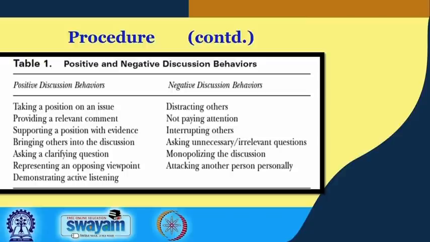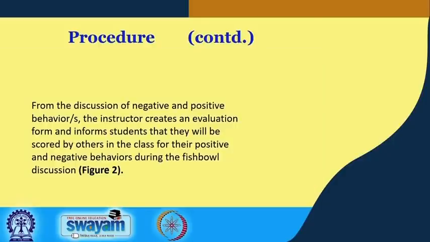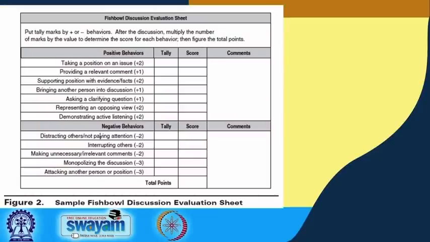And I will not dwell on this in detail. So now you have figure 2 in your mind, positive and negative behaviors during the fishbowl discussion. And then we come to a small evaluation sheet. Figure 2 shows the evaluation sheet. There are around 10 items on which you will be evaluated.